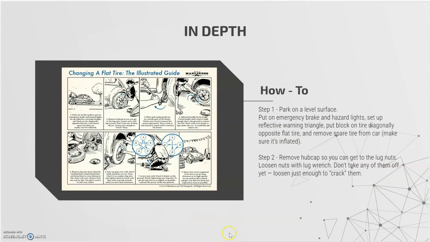You might also have a how-to, like a recipe, or how to fix something. Here is how to change a flat tire, right? Step 1 is park on a level surface, but then there's all this extra detail in here, because there's a lot that goes into just parking on a level surface. It's not the only thing you do, right? You have to put on your emergency brake and your hazard lights. You have to set up a reflective warning triangle if you have one. You can put a block on your tire diagonally opposite the flat tire. You remove your spare tire from the car.